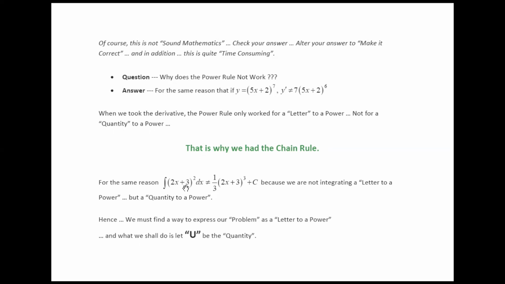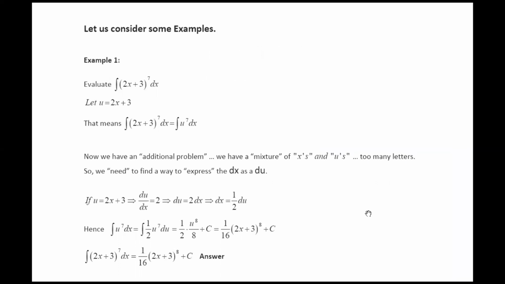So like with the chain rule, we've got to come up with something that will allow us to work the problem. And since we said it has to be a letter to a power, what we're going to do is just that. We're going to let the quantity be the letter U. So let's take a problem much like the one we just talked about, (2x + 3)^7. Let's let U be the quantity, which means if we rewrite this problem, it's no longer (2x + 3)^7 dx, it's U^7 dx.